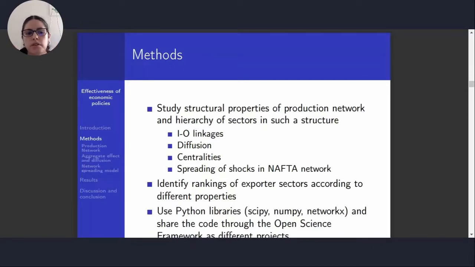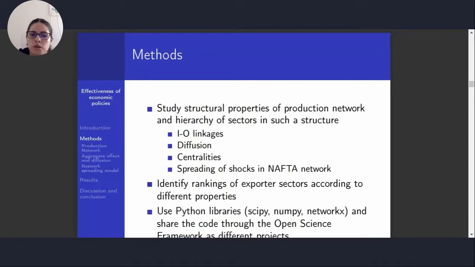And at the end, I have this network spreading model, which I use to analyze how these export sectors in Mexico could be affecting, possibly negatively, the entire North American region input-output network. This is for the last scale of analysis. So in the next slide, I talk about specifically, once I have the network, what I want to find. I said I'm going to focus on computing the properties of this network and the role or the position, let's say, that these exporter sectors have in the network.